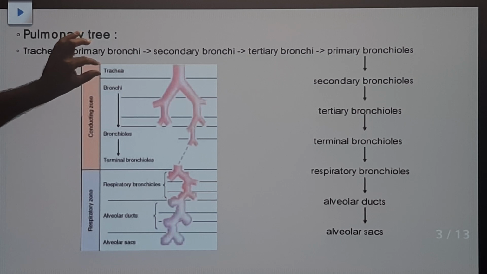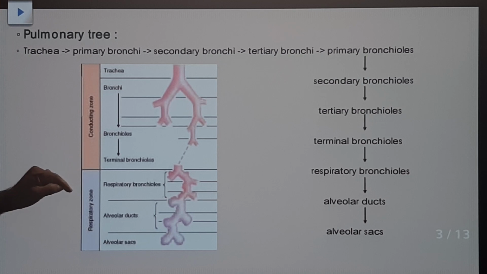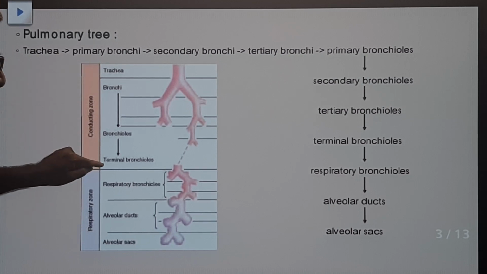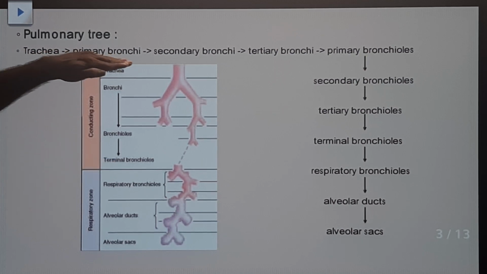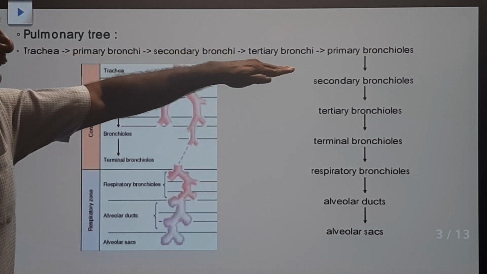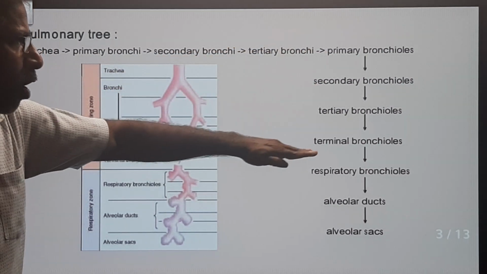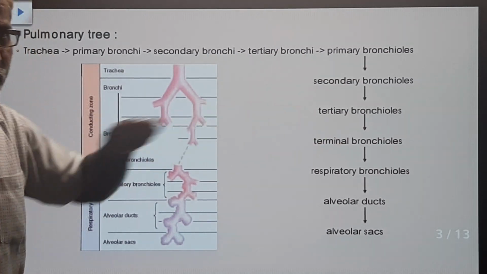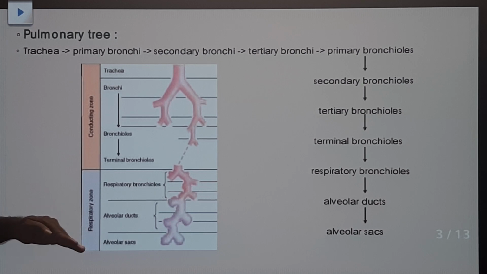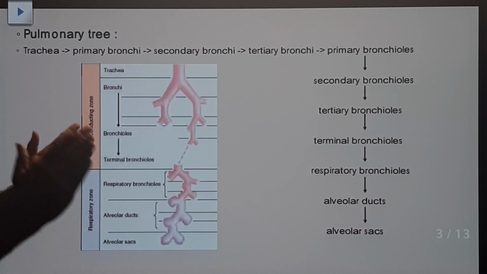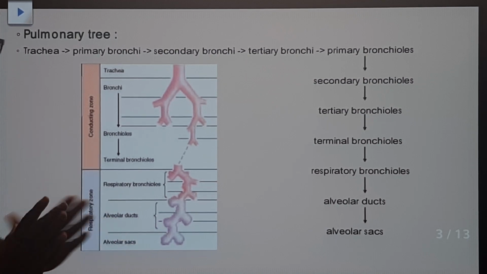So the part from the trachea to terminal bronchioles is called the conducting part. That means trachea, primary bronchi, secondary bronchi, tertiary bronchi, primary bronchiole, secondary bronchiole, tertiary bronchiole, up to terminal bronchioles. It helps in the passage of air. It is not participating in gas exchange.